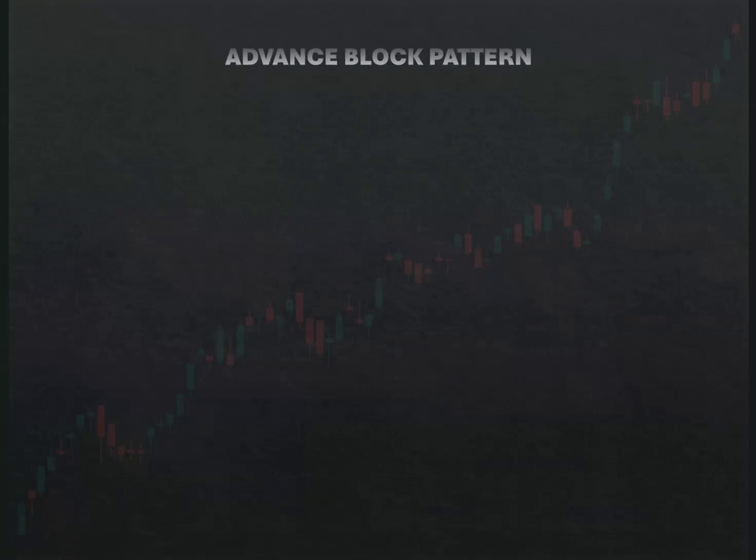Advance block. It's a bearish reversal candlestick pattern that consists of three bullish candlesticks. The first candlestick will be a big bullish candlestick. It can be a Marubozu. The big body shows the momentum of buyers pushing up the price.